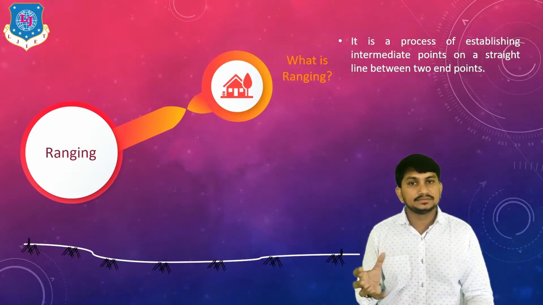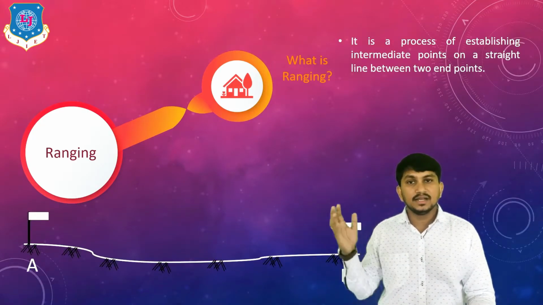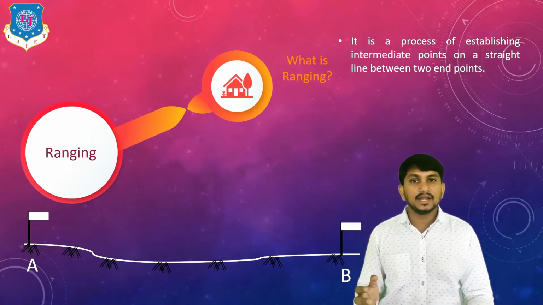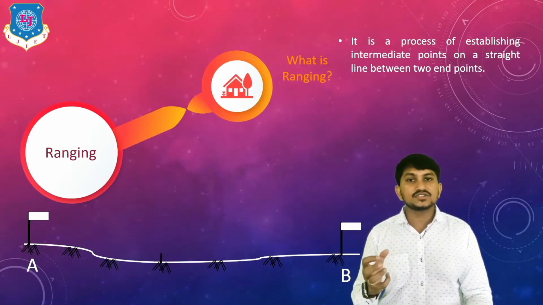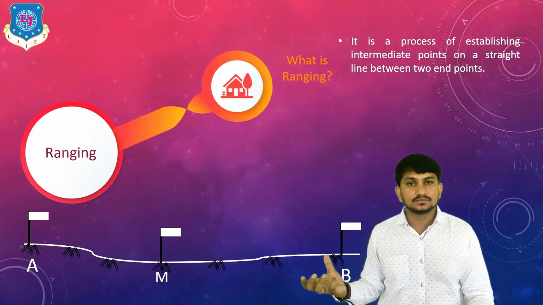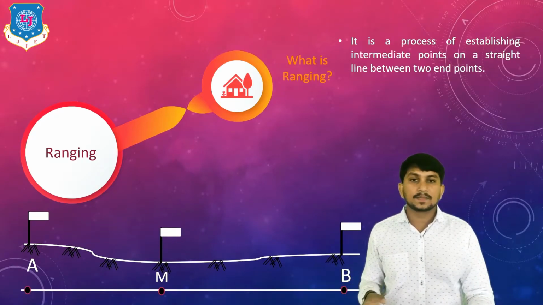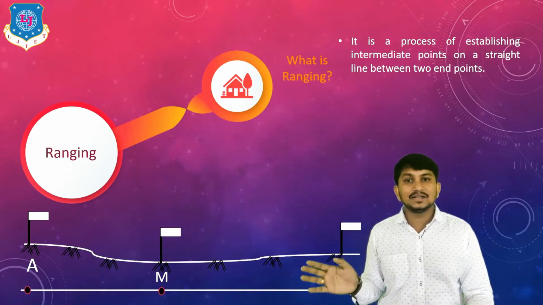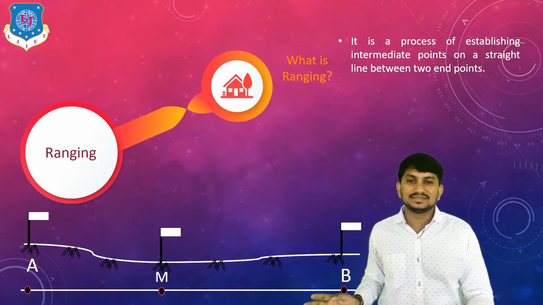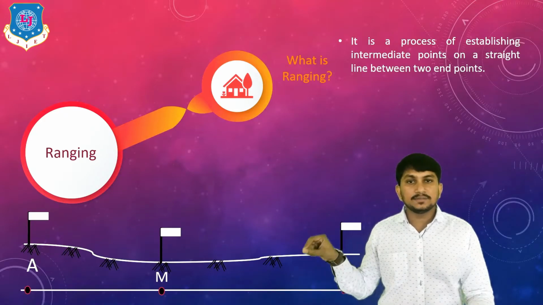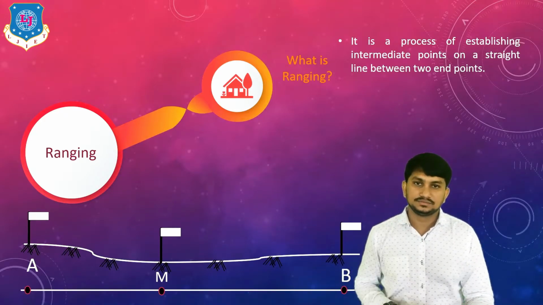Suppose there is a survey line. Here two stations are there, station A and station B, and we require one intermediate station like this, M. This is the plan of this station. We require the intermediate station exactly on the straight line between two endpoints. Finding out this intermediate point is called ranging.